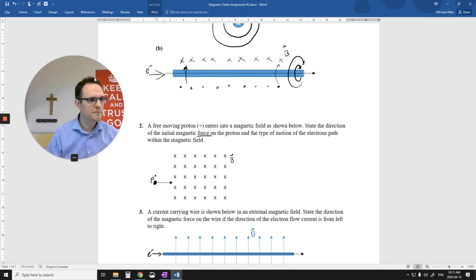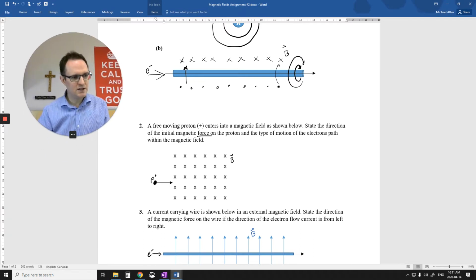So using my right hand this time, thumb in the direction of the proton, fingers into the page. You notice that my palm, sorry, is going upwards. So my initial force here is upwards. So what's the direction of the initial force? The initial magnetic force is upwards.